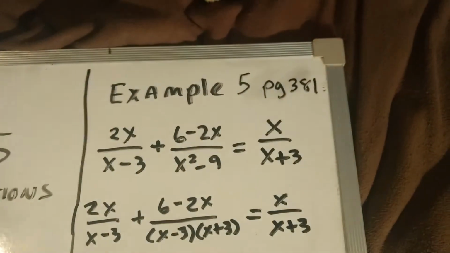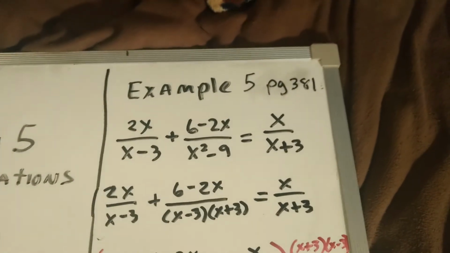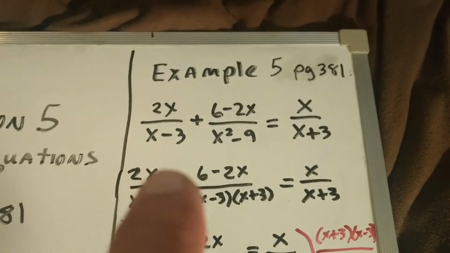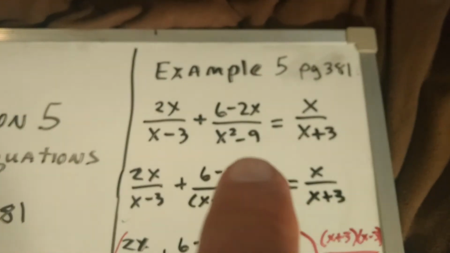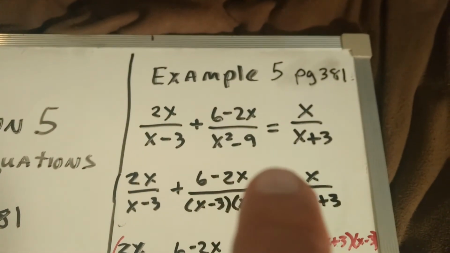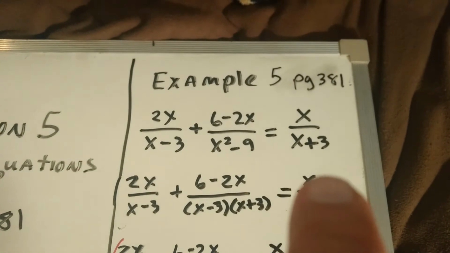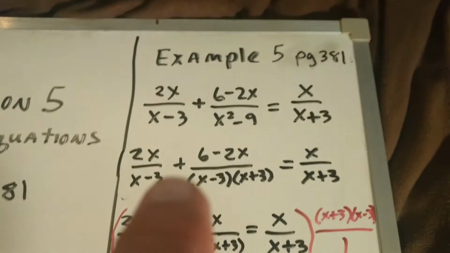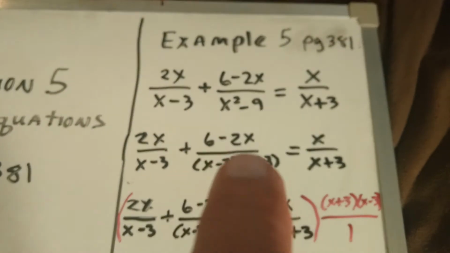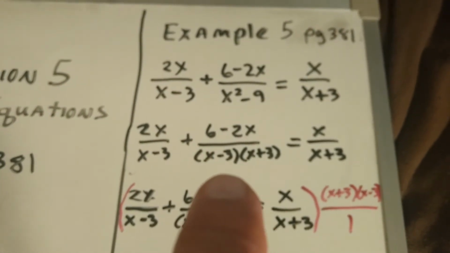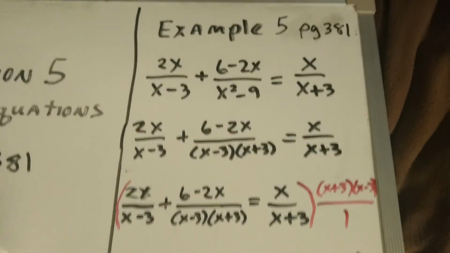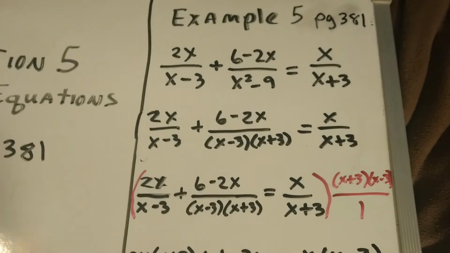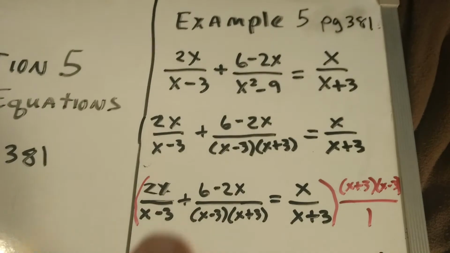Coming over here to example 5. This is on page 381. We have 2x over x minus 3 plus 6 minus 2x over x squared minus 9 equals x over x plus 3. First step, this is difference of squares, so I factored it: x minus 3, x plus 3. I cannot get my least common denominator if I have polynomials that aren't factored, so I got to factor first.